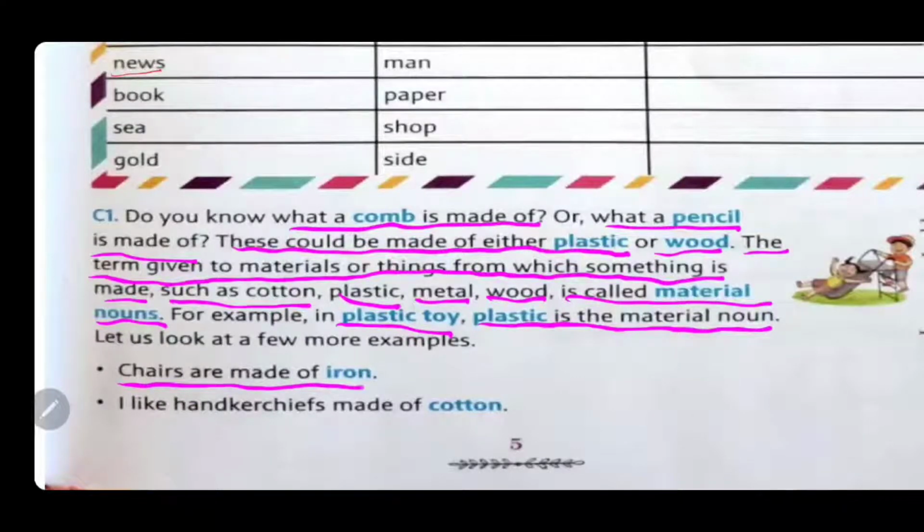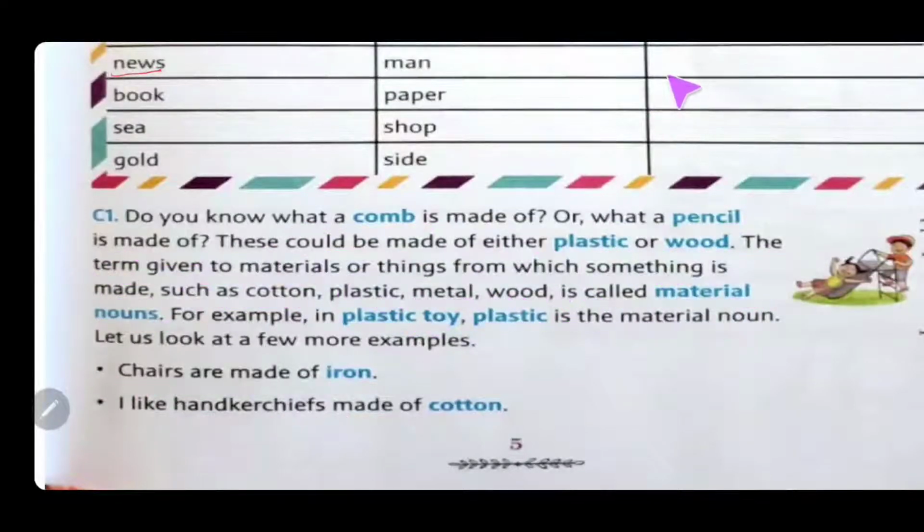Chairs are made of iron. I like handkerchiefs made of cotton. Now, here, do you know what a comb is made up of? Yes, comb is made of either plastic or wood, right? Do you know what pencil is made up of?